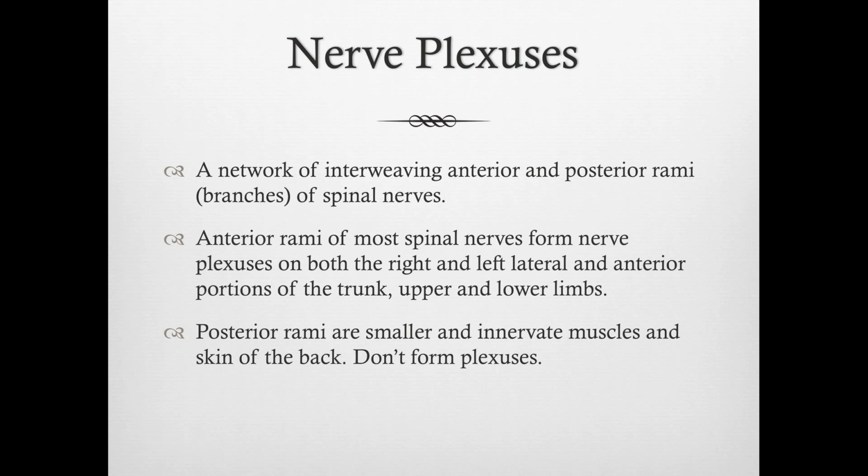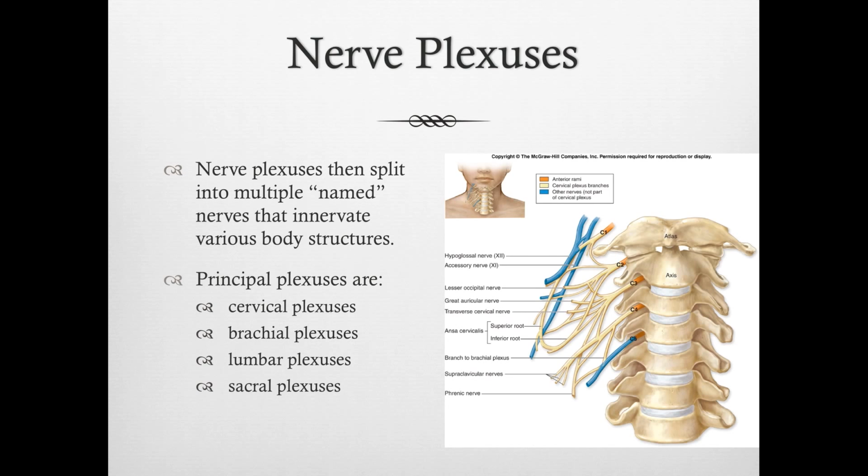Posterior rami are small, and they only really innervate small patches of skin and small muscles in the back. They don't form plexuses because it's not that complicated. Remember, the spinal cord is already located in the back of the body, and so therefore you don't need to branch out that much because the distance isn't far from the actual spinal cord itself.